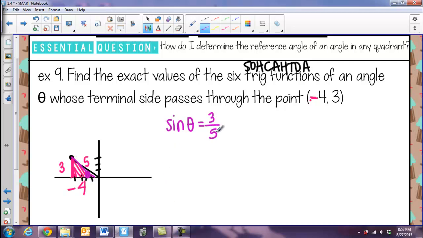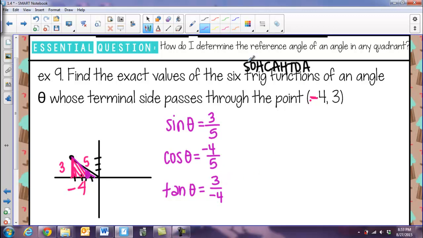Done. And we are looking for exact values, so we'll just leave them as fractions. The cosine of theta is going to be your adjacent, so that value is negative 4. Yes, you need the negative sign. And then 5, so 5 is your hypotenuse. Then you're going to do your tangent of theta, which is going to be opposite over adjacent, so 3 over negative 4, so you could either put 3 over negative 4 or negative 3/4.